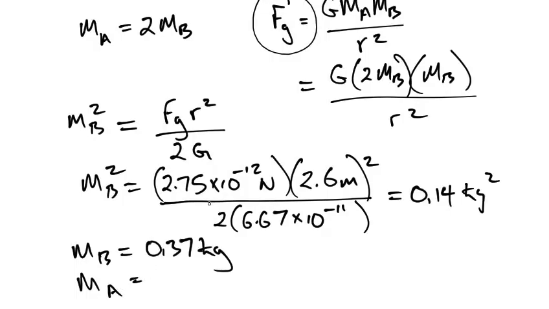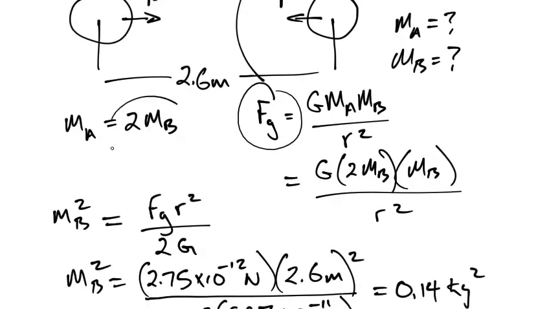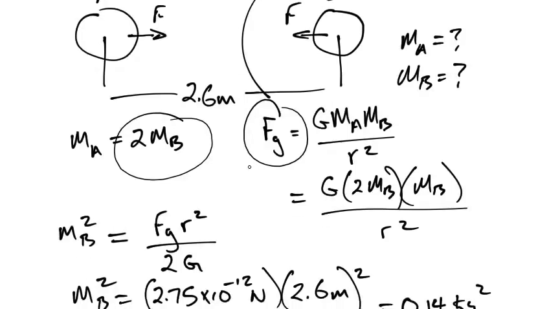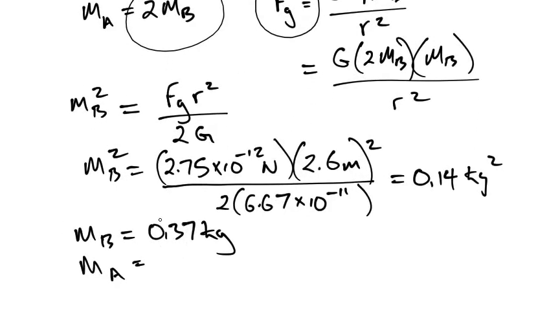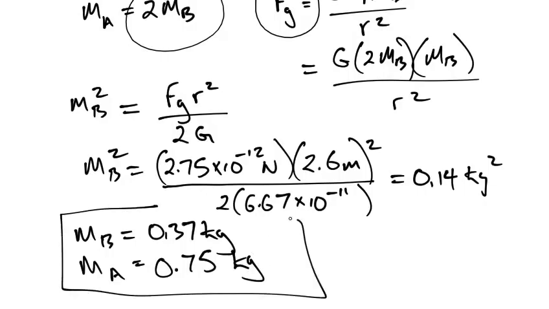And therefore, I now know MA, since MA is 2 times MB. So multiply that by 2, and I get 0.75 approximately. Okay, 0.7466. And that's the end of the problem.